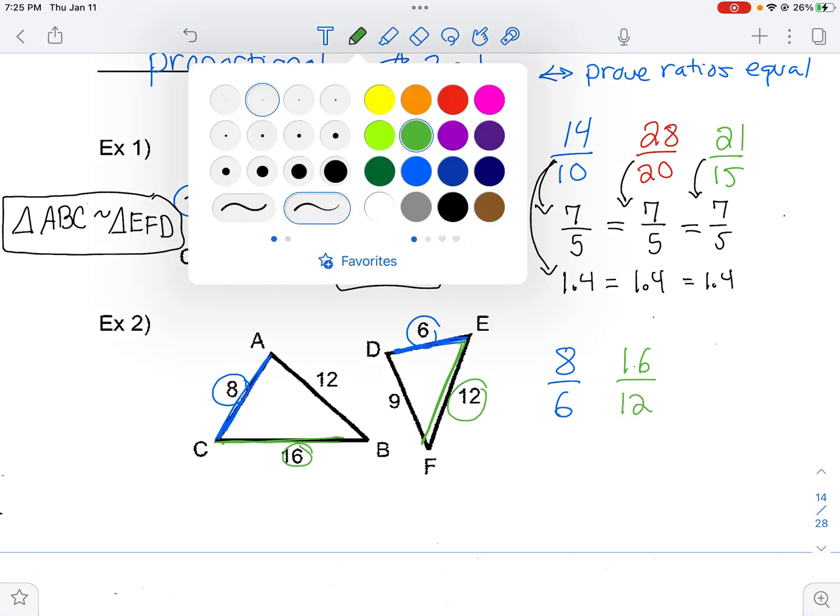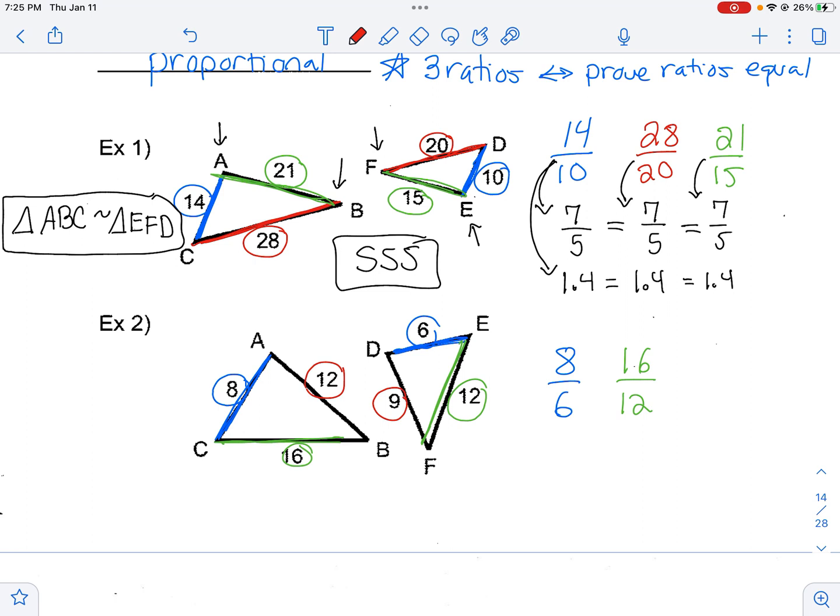And then, of course, my middle sides, the 12 and the 9, I'm going to write a ratio comparing the 12 and the 9. Now I need to show that these ratios are equal, okay? So again, you can either reduce the fractions or you can turn them into decimals, okay? Totally up to you. I think I'm just going to reduce the fractions. So if I divide by 2, this becomes 4/3. Over here, if I divide by 4, this becomes 4/3. And over here, if I divide by 3, this becomes 4/3.